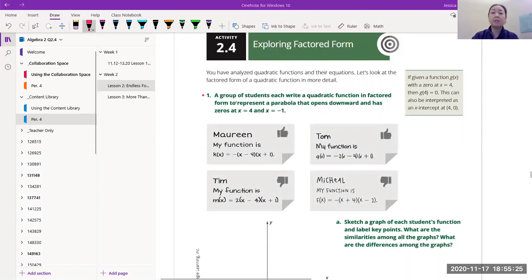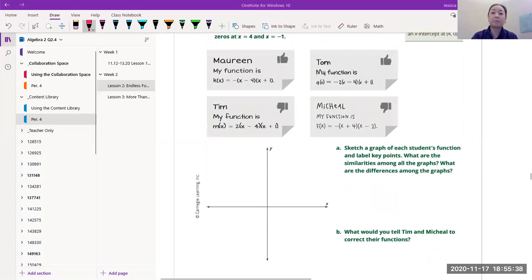So if you look right here, it says a group of students each write a quadratic function in factored form to represent a parabola that opens downward, right? Opens this way, and has zeros at 4 and -1. All right, so we're going to just draw these in here. So it's going to be here at 4, and here at -1.